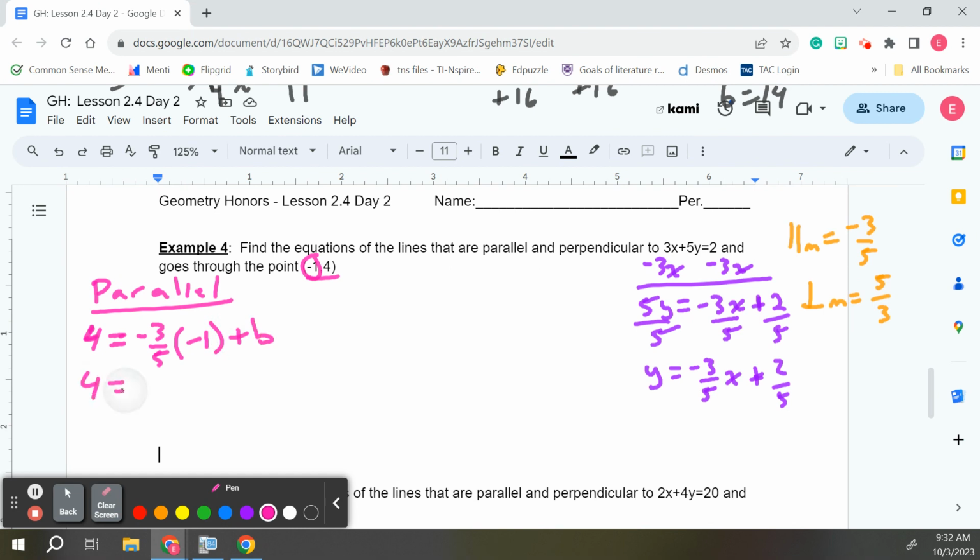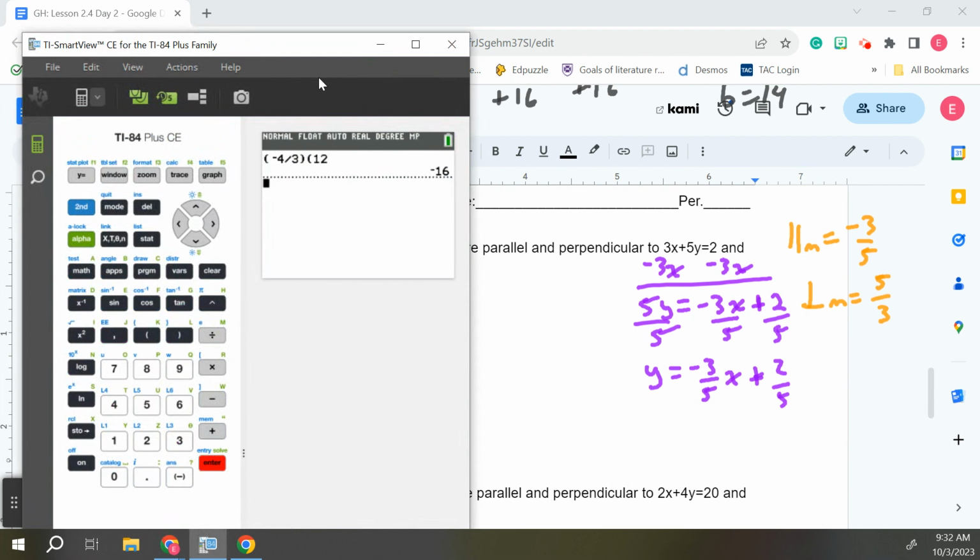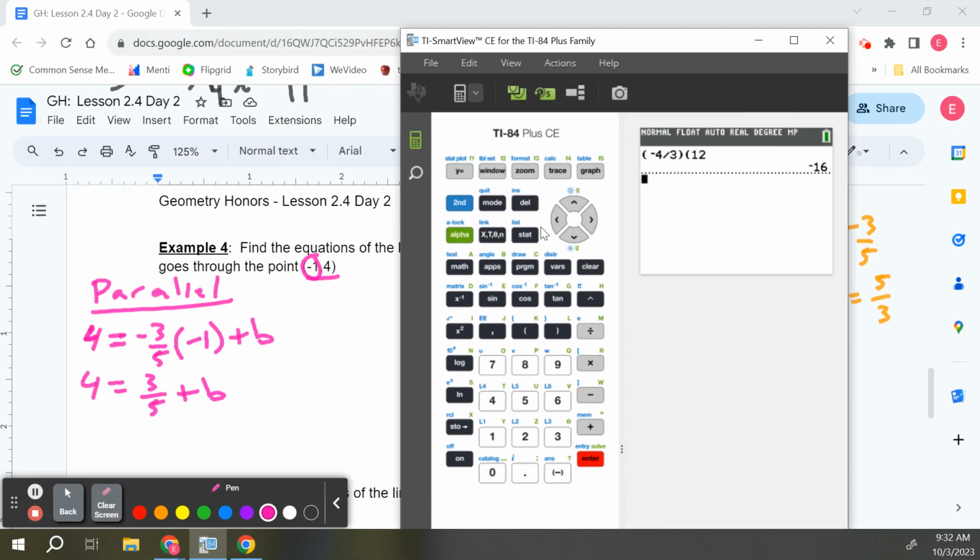This gives me 4 equals positive 3 over 5 plus b. And calculators are going to help out tremendously right now. So I'm going to kind of review with you guys what you need to do here. Now, I know some of you can put the fraction form automatically in there, and some of you can't because you have the black and white TI-84 Plus, okay? I'm going to do it the black and white calculator way, because that'll be neutral for everybody. It doesn't matter what type of calculator you have.